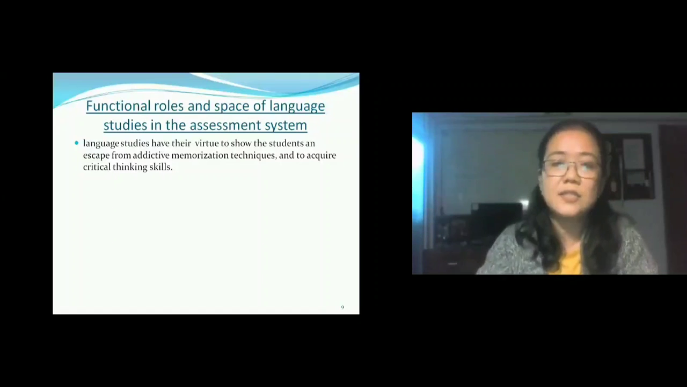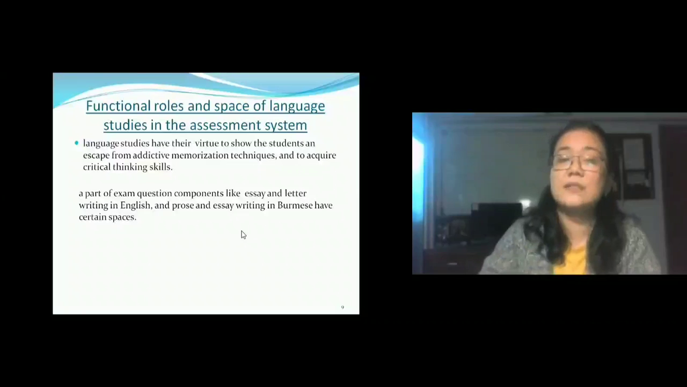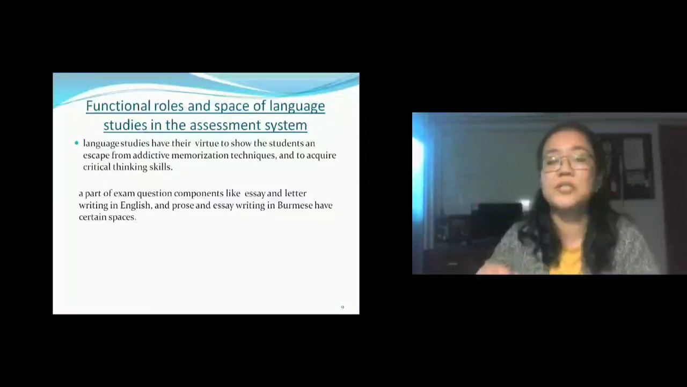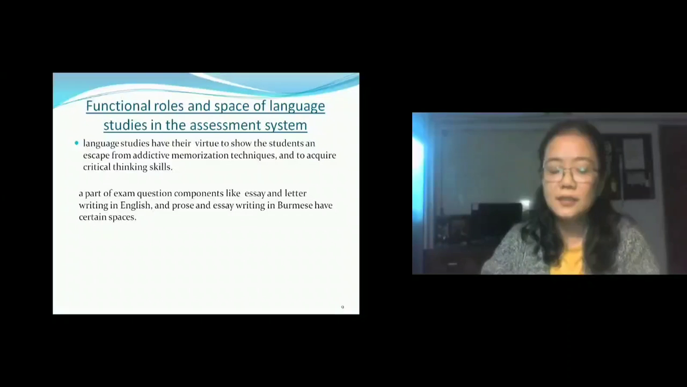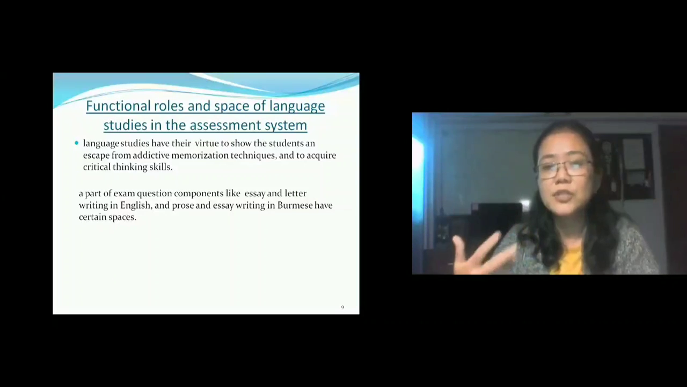Next, for example, a part of the current existing exam question types, some of the question components like the essay and letter in English, and also the prose and essay writing in Burmese, still have the same spaces, both for the teacher and for the student. Because for these two question parts, the teacher can still practice a subjective marking scheme. So the teachers have the chance to appreciate the student's delivery of his or her life through the language. And from the student side, students can express their experiences and insights.